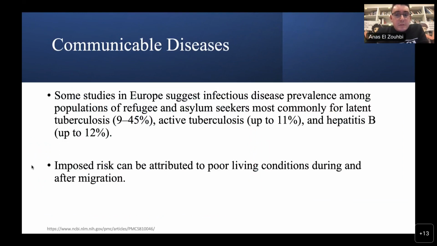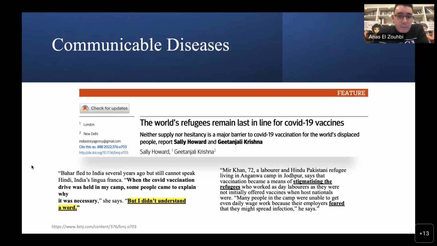Communicable diseases, so infectious diseases. Studies in Europe have suggested that among populations of refugees and asylum seekers, these populations most commonly suffer from tuberculosis and hepatitis B. Increased risk can be attributed to poor living conditions during and after migration. So there's also the issue of vaccination.